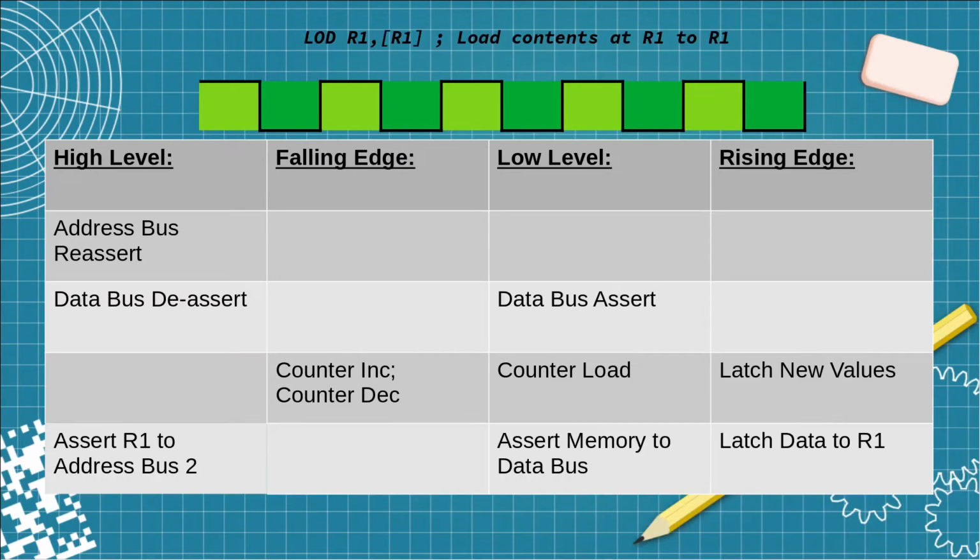So if we go back and reconsider that load from memory at register R1 into R1, taking that new clock cycle into account and when we want to do things: on the high level, we're going to assert R1 to address bus 2. On the low level, we're going to assert the memory that we asserted onto address bus 2 onto the data bus. And then on the rising edge, we're going to latch that data into R1. R1 does not change until the rising edge, at which point we're going to deassert the data and, at the high level, reassert a new address if there is one in the next instruction.